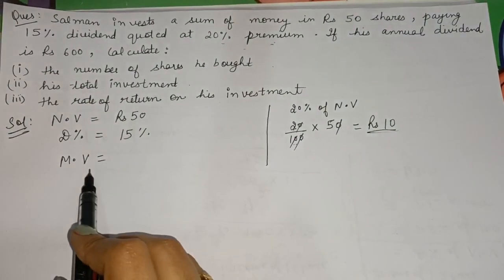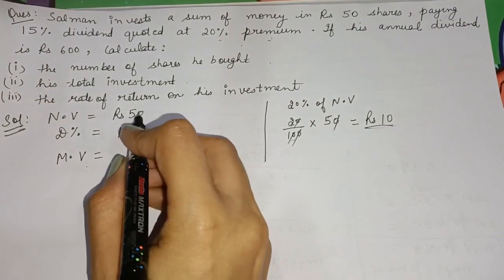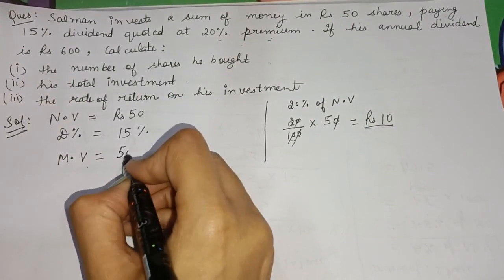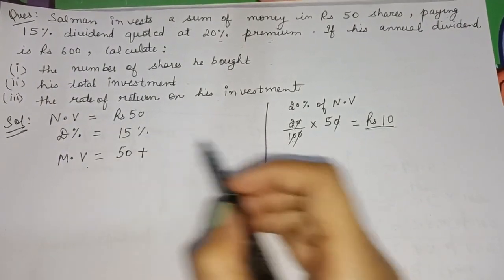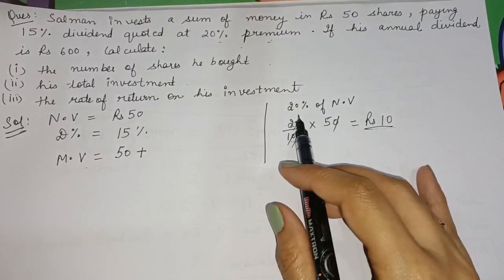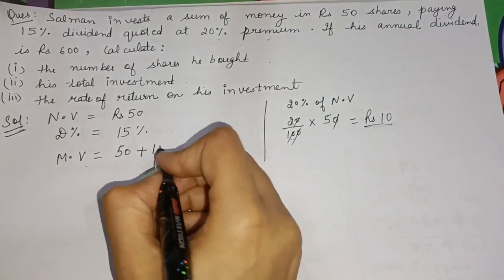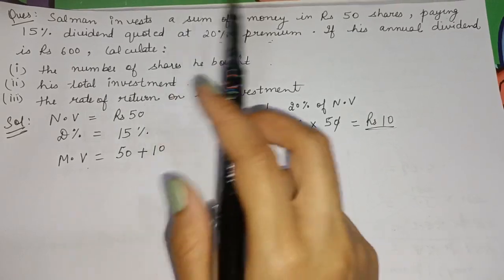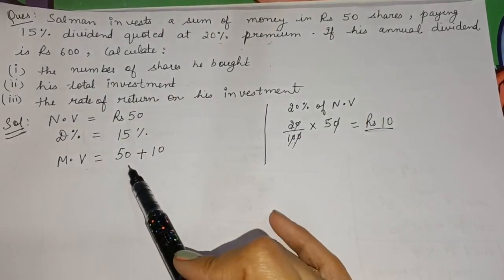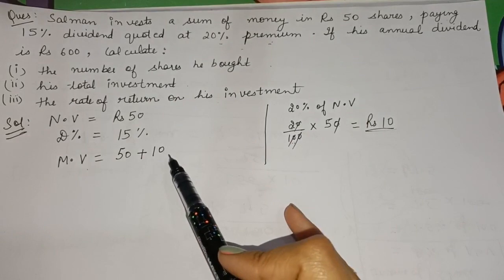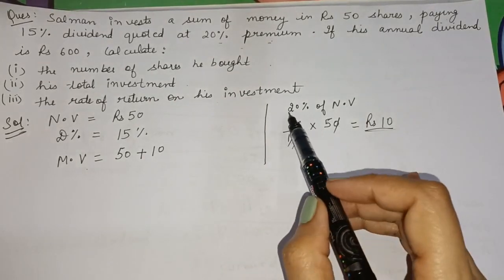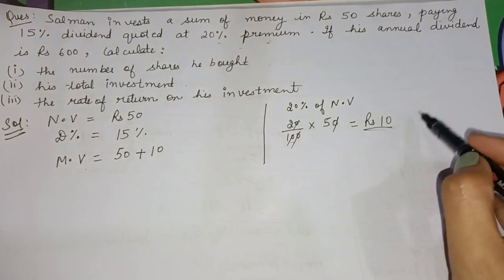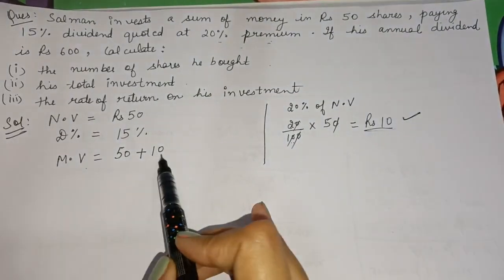So we can find MV now. MV is NV, that is nominal value, plus premium price. Premium price is 20% of NV, that is rupees 10. See, don't directly add 20%, because we can't add unlike terms. This is percentage, this is cost. So cost should be added with cost only. So for that reason 20% should first be converted to cost, then only you can add.